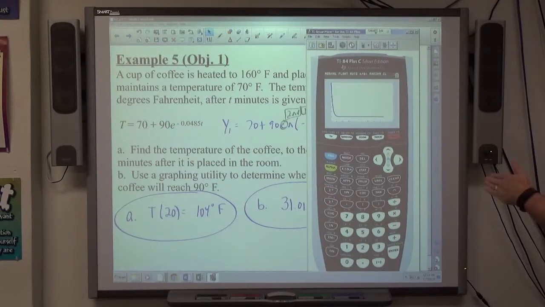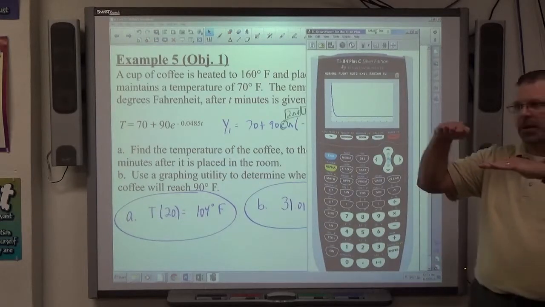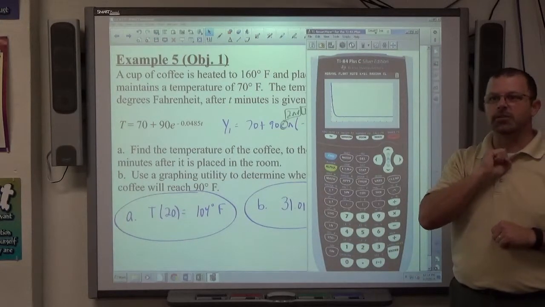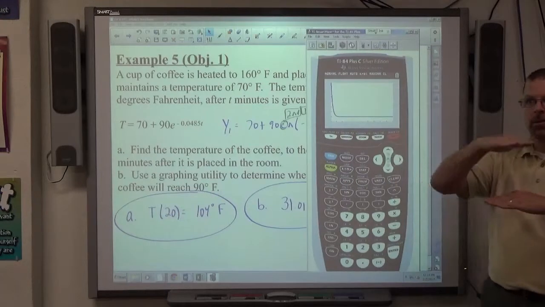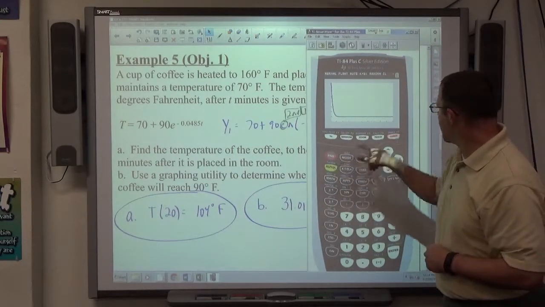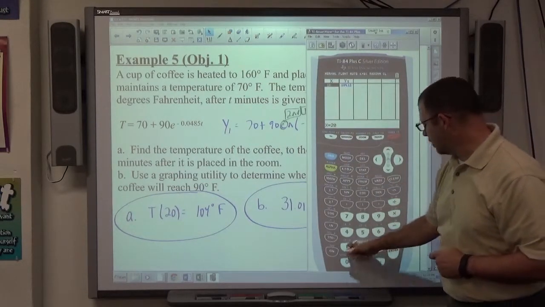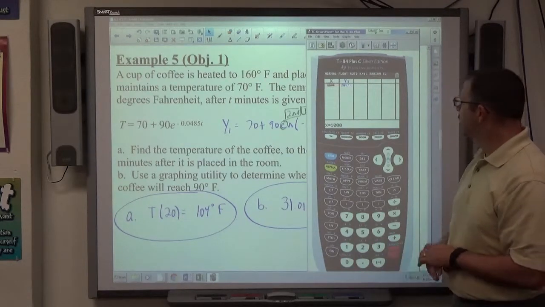And notice that it just flattens out. It eventually hits a point where it's not dropping down anymore. It still is dropping down, but it's dropping down so incrementally small you can't tell it's dropping down. So it's pretty much a horizontal line there. And if you want to know what that number is, if you just come to your table and type in a big number like 1,070.